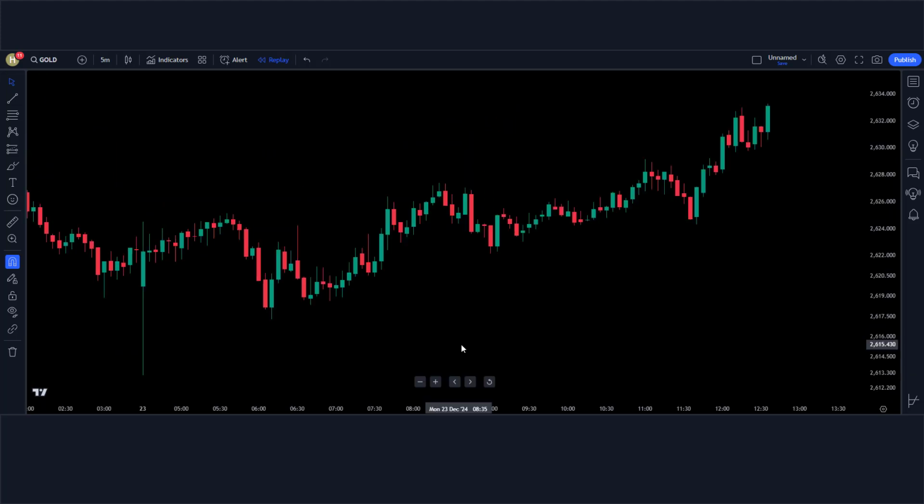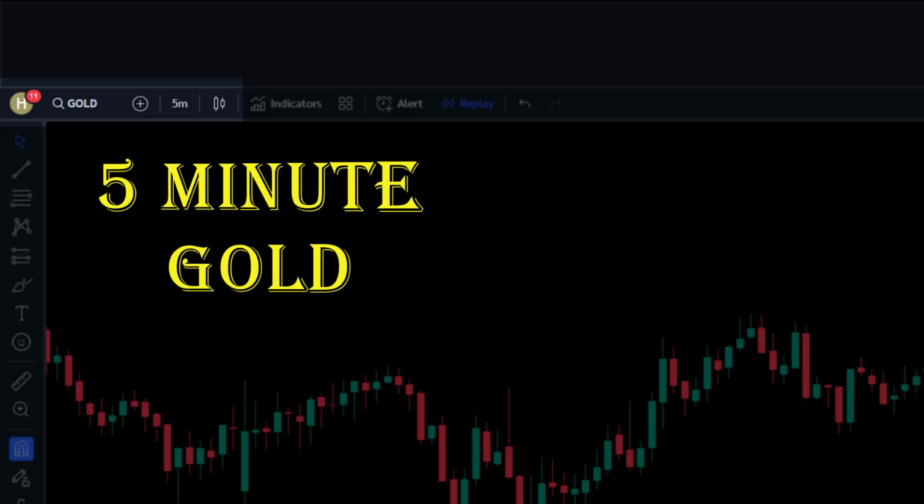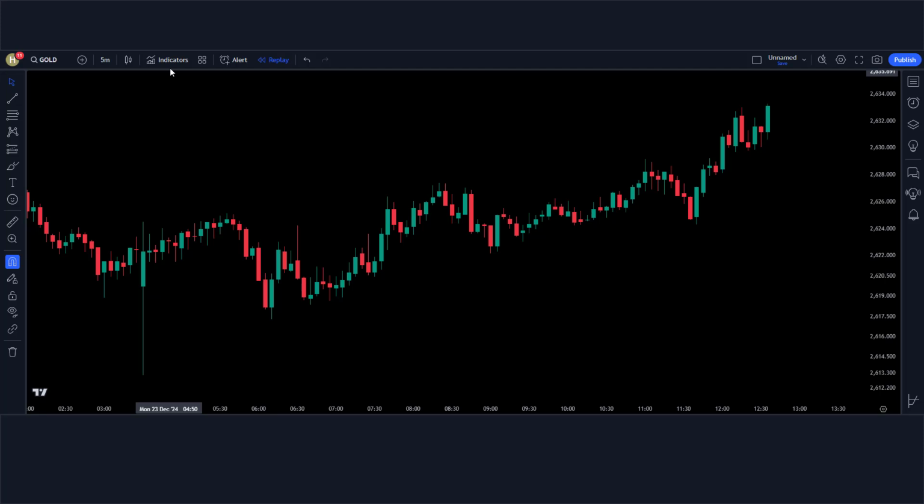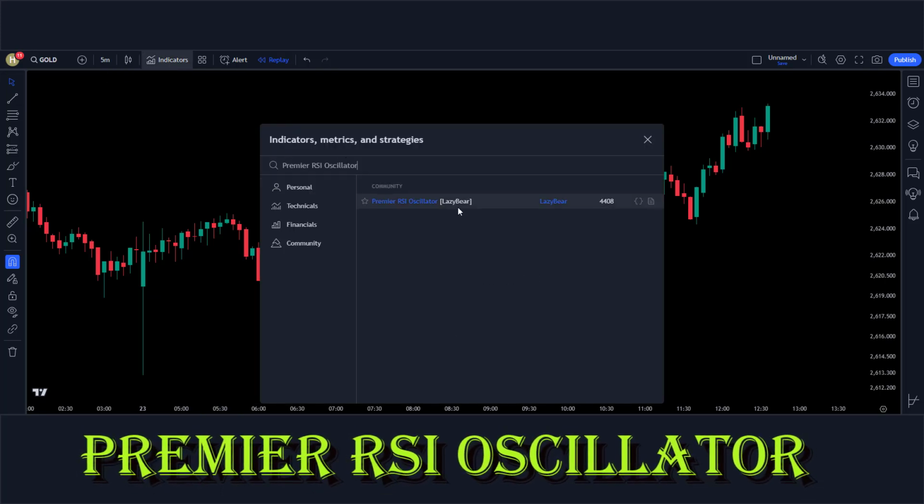Now let's create a trading setup. So first you want to open a clean chart in TradingView. We are going to test this strategy on the 5-minute time frame in the gold chart. Now let's add the indicator to the chart. First indicator name is Premier RSI Oscillator.